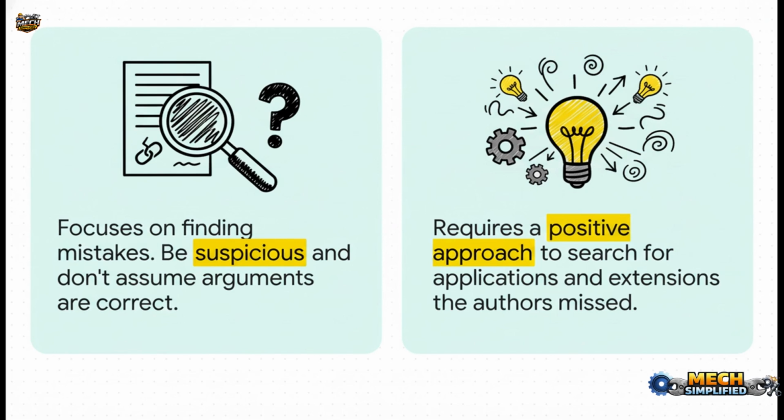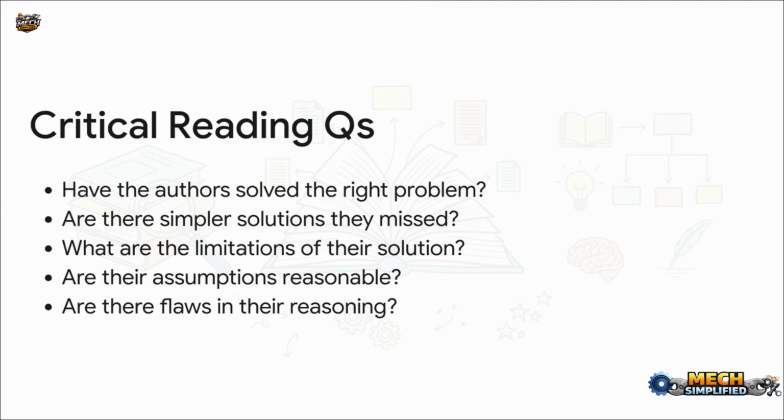First, there's critical reading. This is your detective mode. You're suspicious, you're looking for flaws, and you never, ever just assume the author's arguments are correct. Then there's the second and honestly harder mindset, creative reading. This is your inventor mode. You're taking a positive approach, actively hunting for new applications or connections that maybe even the original authors might have missed. To really get into that critical mindset, keep a list of questions like this handy.